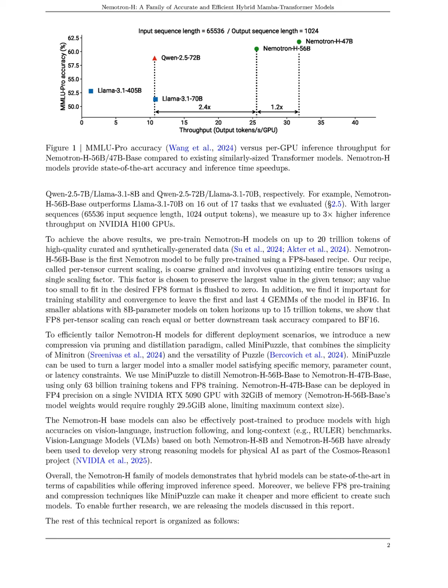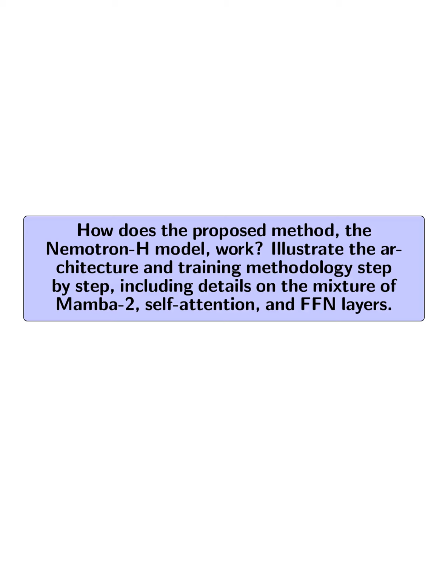For instance, Nemotron-H56B base demonstrates up to 3 times higher inference throughput on NVIDIA H100 GPUs compared to traditional models, particularly with longer input sequences. Additionally, the use of FP8 pre-training and the mini-puzzle compression technique further enhances resource utilization, allowing for effective deployment on GPUs with limited memory.